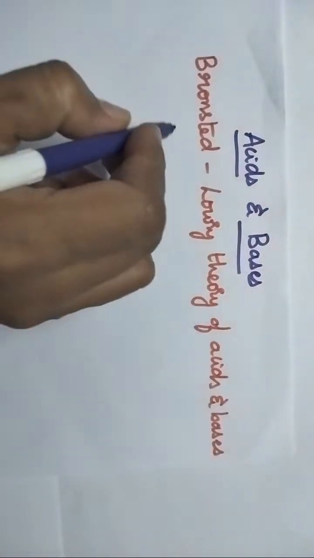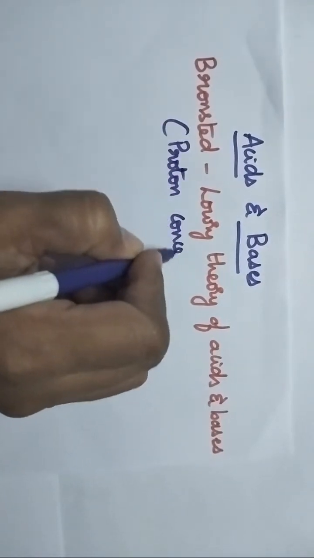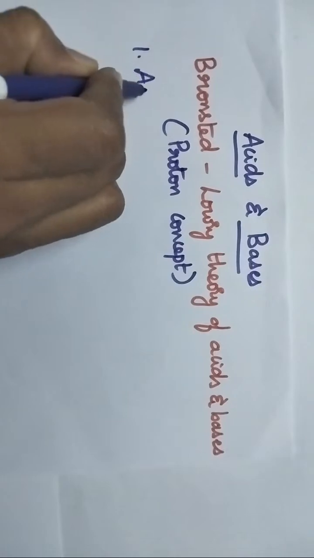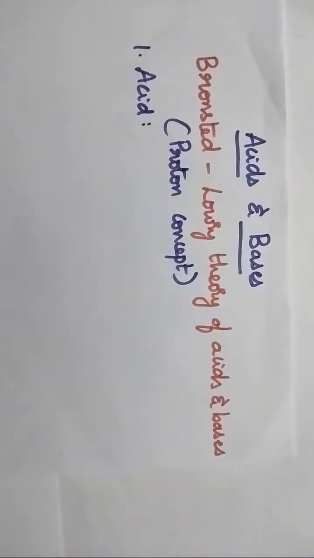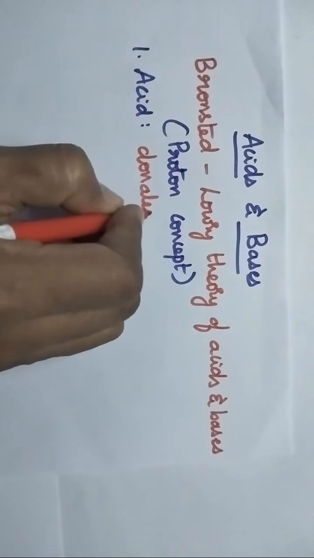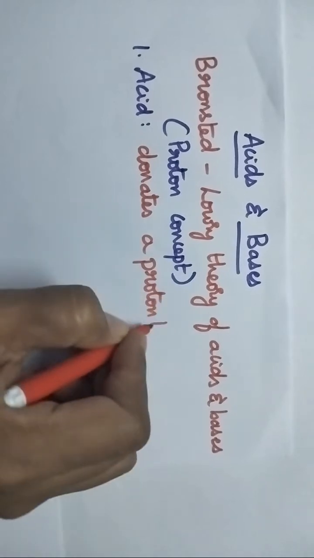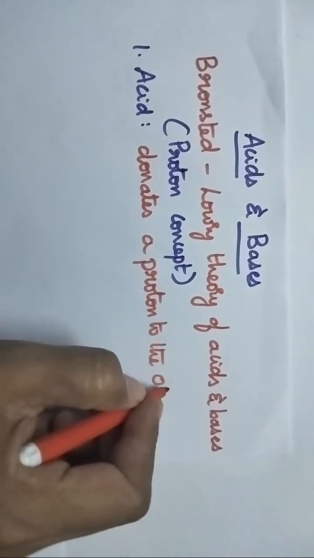Bronsted and Lowry theory is totally based upon the proton concept. So, depending upon the proton concept, all the substances can be classified into two categories. Coming to the acid, acid is a substance that donates a proton to the other substance.